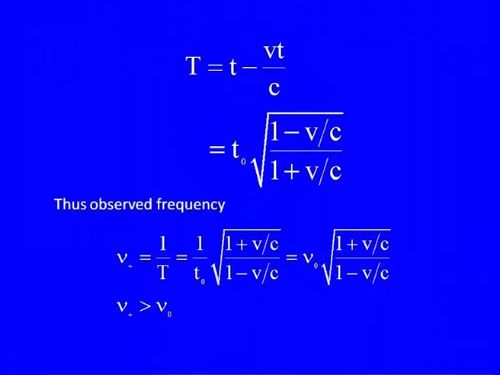Here what you will find is that when you find the observed frequency, if I call it nu plus, that's nu plus is 1 by capital T, and you're going to see that nu plus here is more than nu 0. It's going to be more than the frequency of the emitted light. So, we have studied 3 cases: in the first case the observer was moving perpendicular to the light source. Then the observer was moving away from the light source, and then towards the light source.